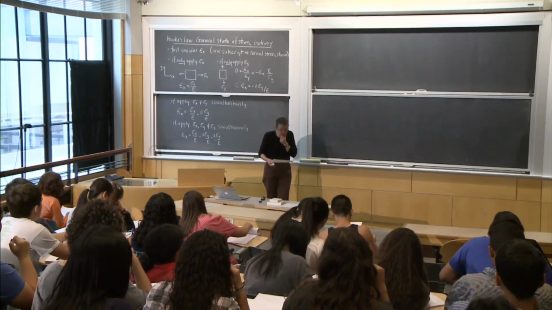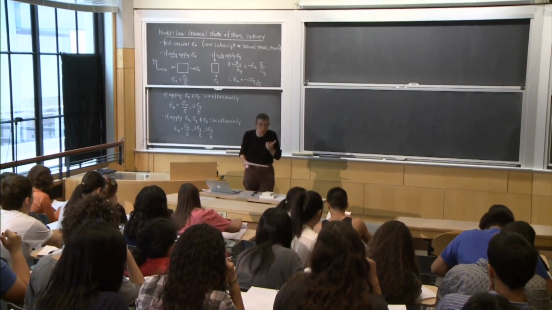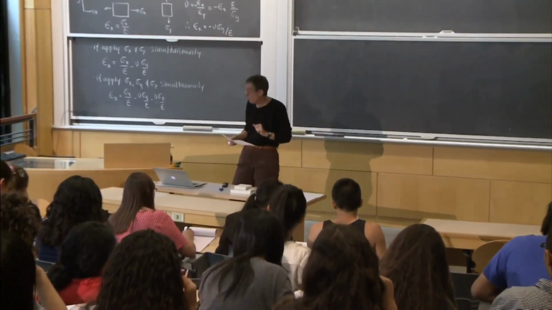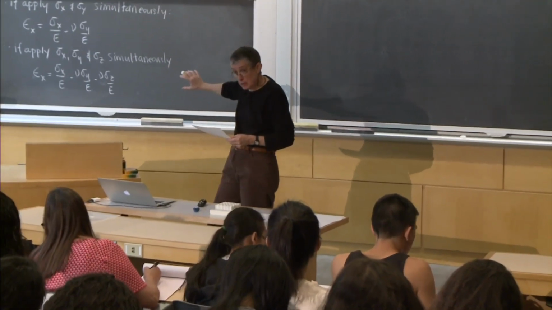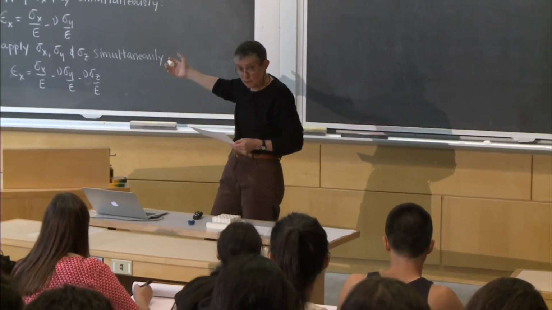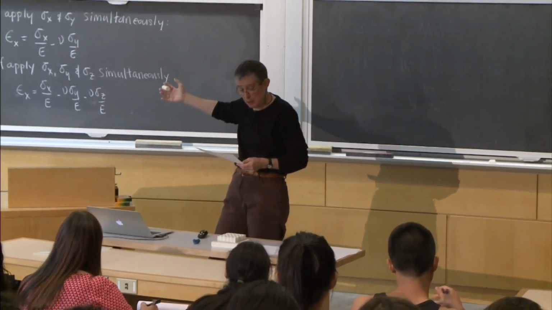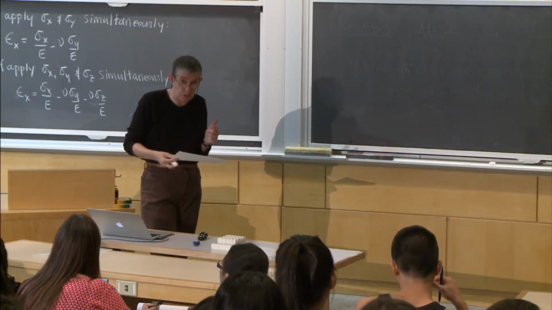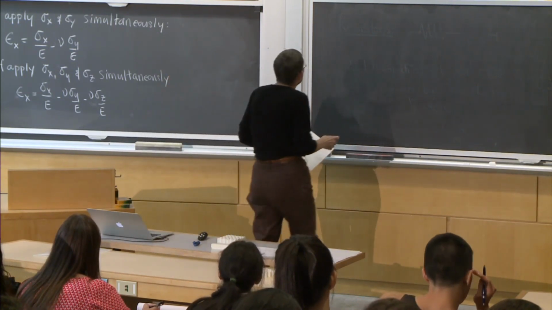So for a general state of stress, I've got 3 normal and 3 shear stresses. I can have a general version of this. So this is epsilon x, but there's going to be an analogous equation for epsilon y and epsilon z. And then the shears are only affected by the shear stresses, so each individual shear stress.